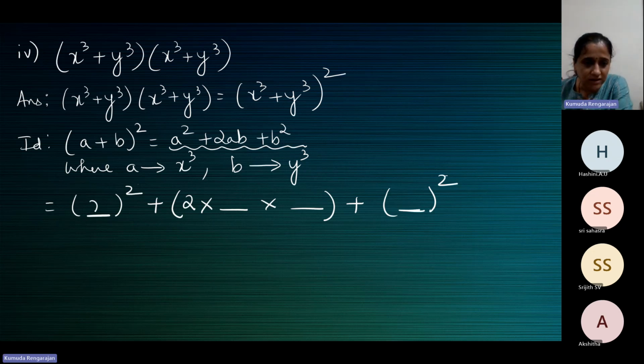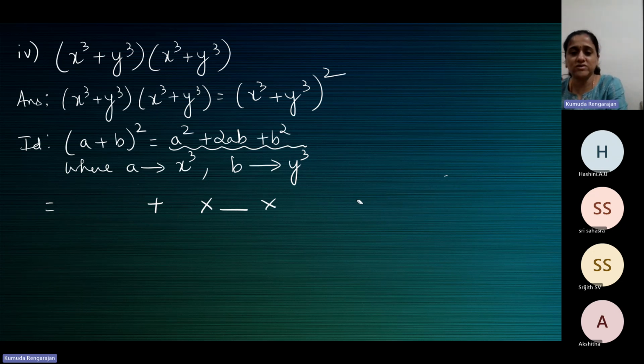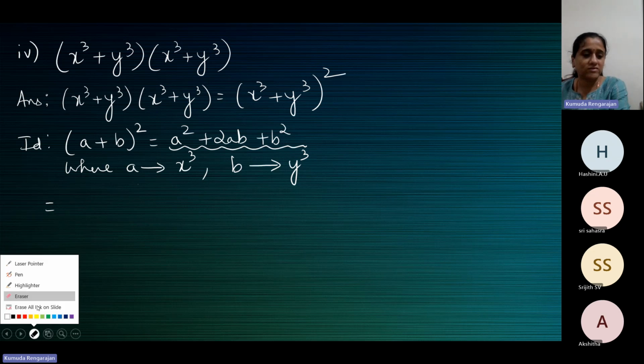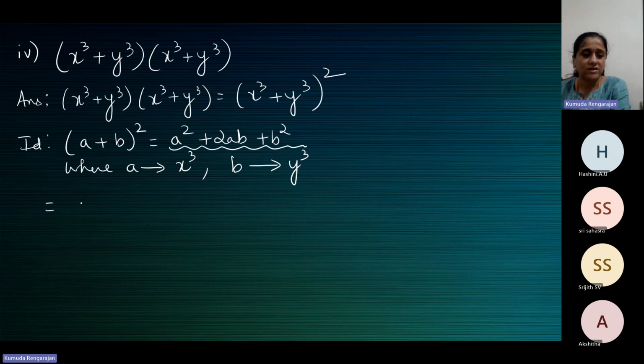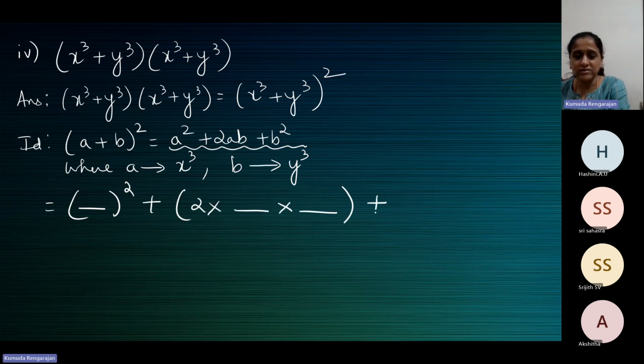So what is a? X cube. Fill in the blanks now. X cube. Next one also x cube. X cube, y cube. X cube, y cube. X cube. So let me put the dash in the first place itself. So it is like this. It is a squared plus 2 into a into b plus b squared.